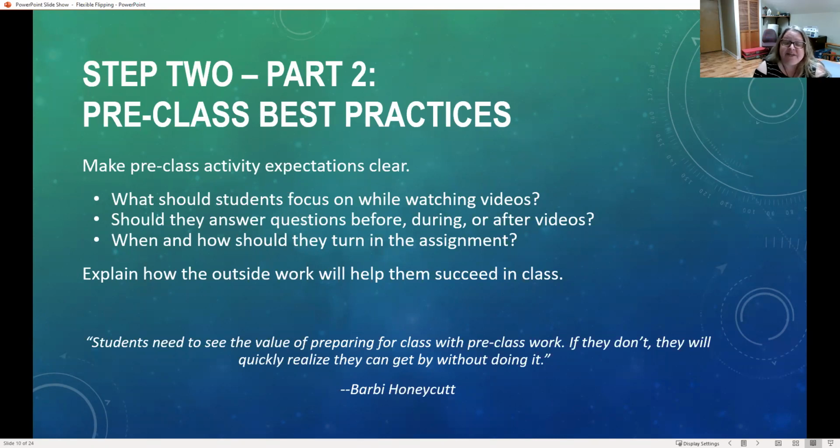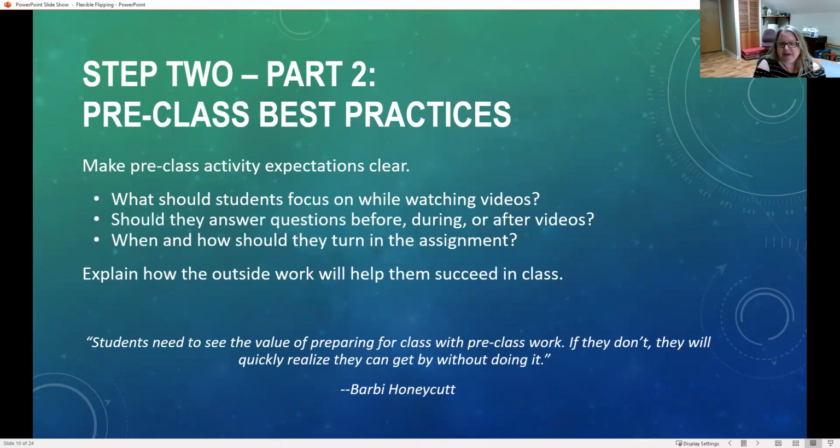The last thing is make sure that you're very clear about when and how they should turn the assignments in. Laying out all of that information is really important, and explain why that is going to be important for when they come back into class, into the group space, in terms of what's happening. So explain how that work is helping them be successful in class.